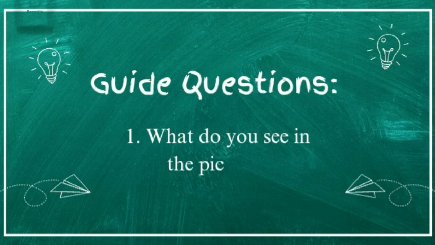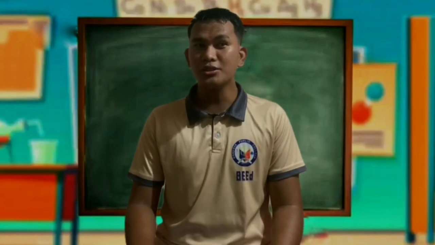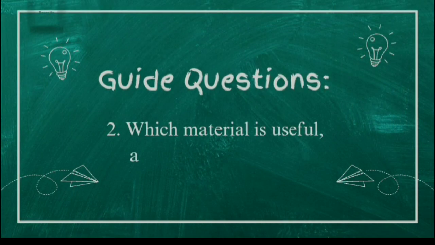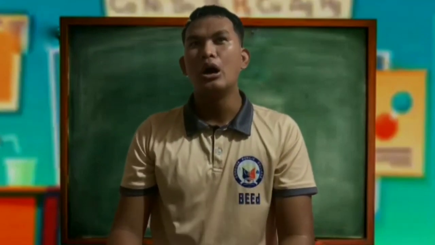Question number 1. What do you see in the pictures? Yes, James, you're right. We have a pillow, a car, a gas stove, and pesticides. Question number 2. Which material is useful and which is harmful? Good job! The pillow and the car are useful, while the gas stove and pesticides are harmful.